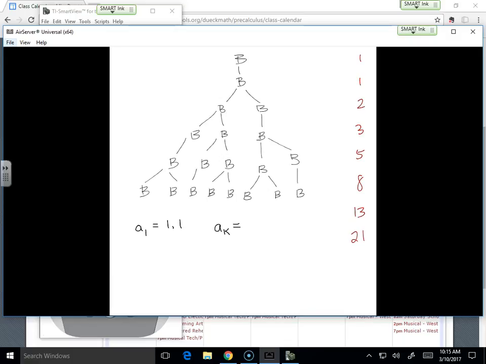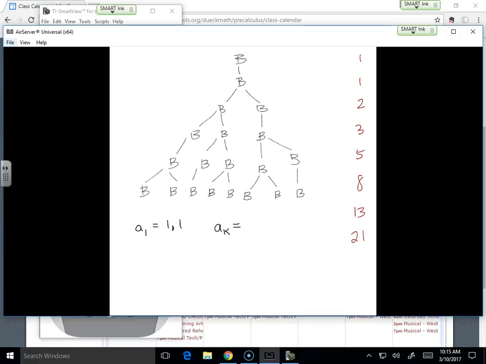Because in order to do the pattern, don't you need 2 terms? So we'll say it starts with 2 terms. We'll say it has an A1 and an A2, but our calculator can't handle that, so I'm just saying A1 is 2 different things, 1 and 1. How do I get to the next term?